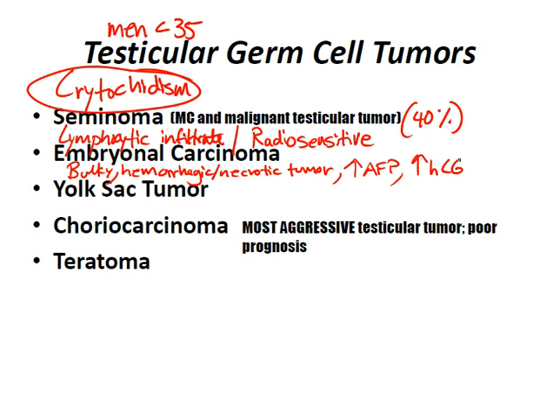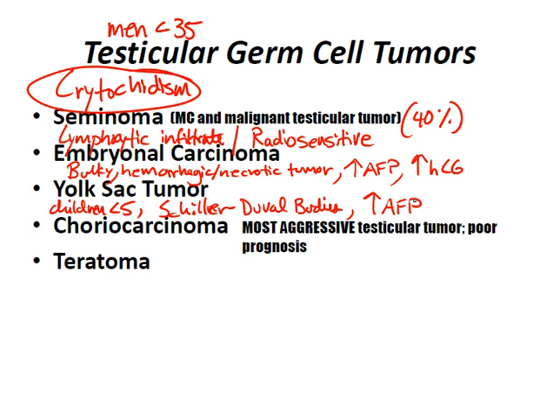So what about a yolk sac tumor or an endodermal sinus tumor? This is usually in children under 5, and it has a good prognosis. The histology, you will see Schiller-Duval bodies, and it gives you primitive glomerular structures. And this one you will see an increased alpha-fetoprotein.